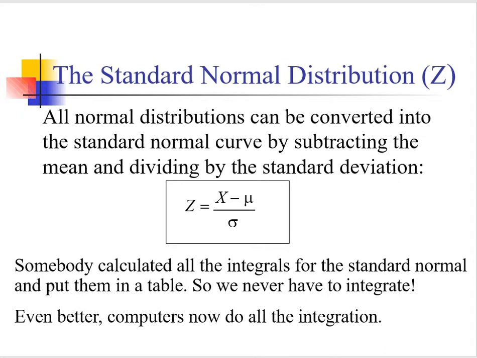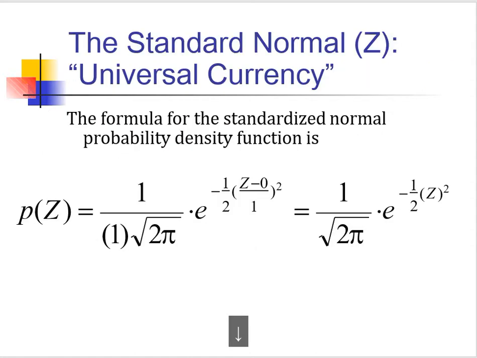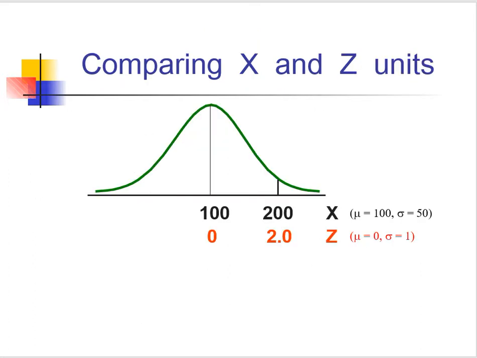This is the standard normal distribution. All normal distributions can be converted into the standard normal by subtracting the mean and dividing by the standard deviation. Somebody calculated all the integrals of the standard normal distribution and put them in a table. The standard normal is a universal currency. These are the formulas for the standardized normal probability density function, and comparing x and z units.